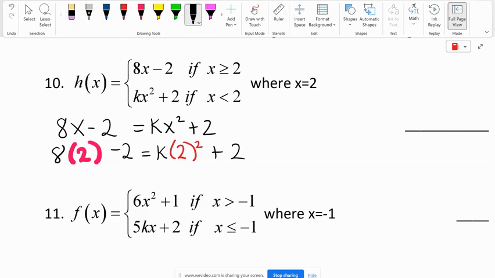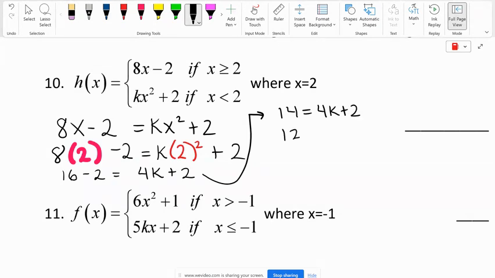So now we're going to simplify and solve for k. So we're going to have 16 minus 2 equals 4k plus 2. So we're going to have 14 equals 4k plus 2. 12 equals 4k. So k is equal to 3. So when is it going to be continuous? It will be continuous as long as k is equal to 3.